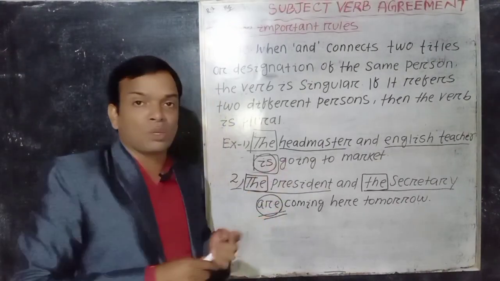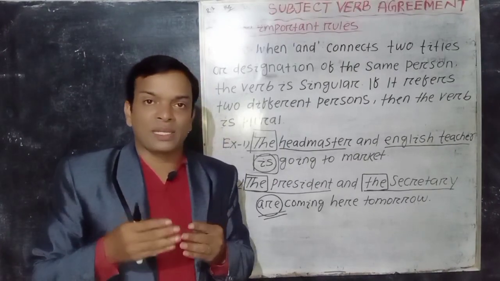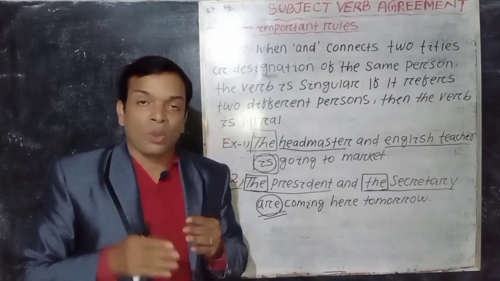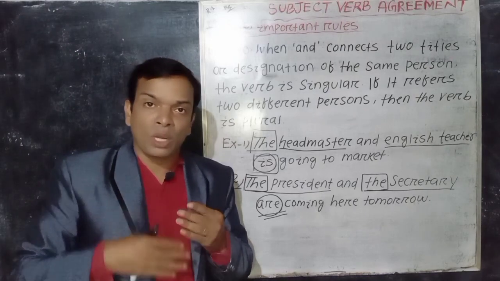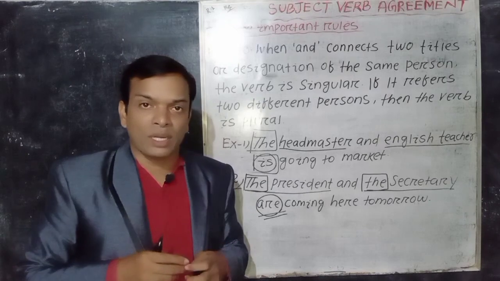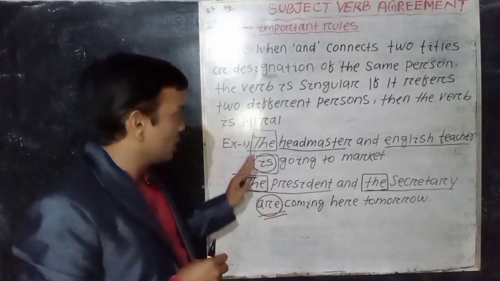The most important thing you should remember. When we join two titles or designations of one person, then the verb is singular. When we add two designations or titles of two different persons, then the verb usually takes a plural. This is the most important thing you should remember.